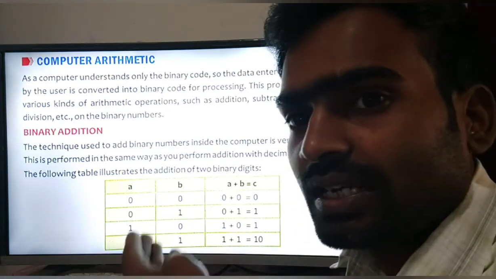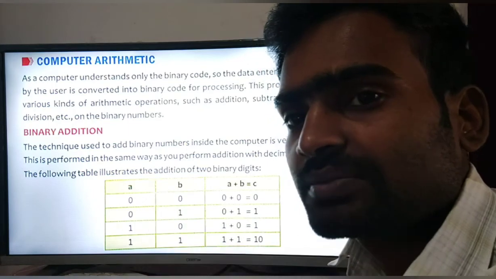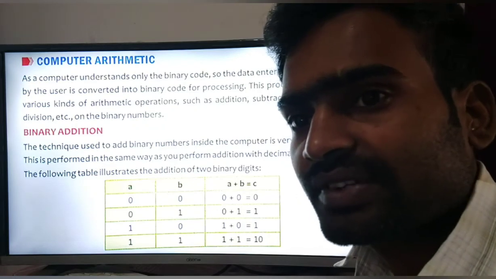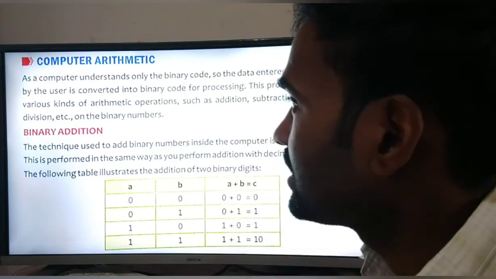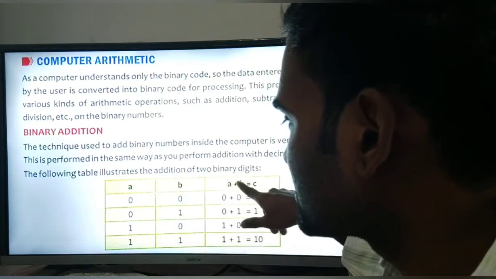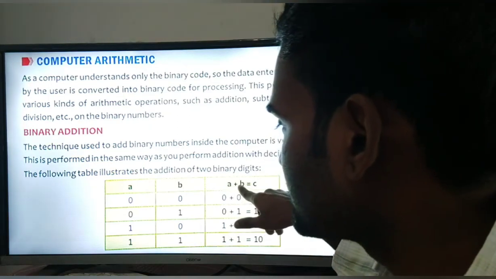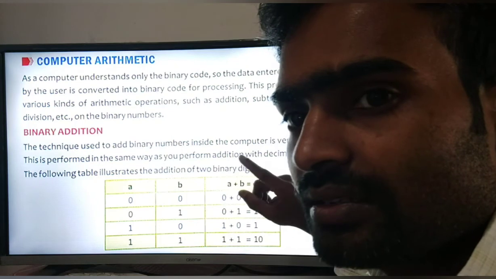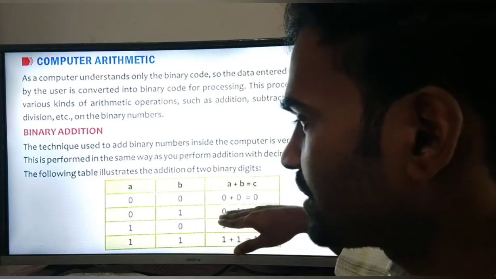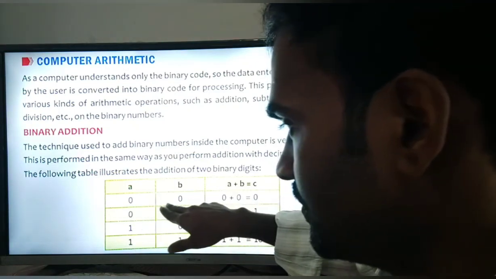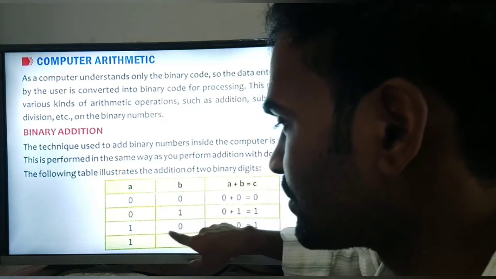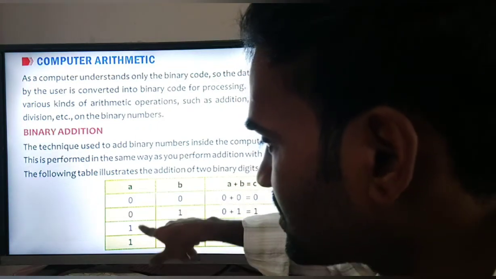We will be learning binary addition, binary subtraction, binary division, and binary multiplication. It has different values, and please revise one thing: it has the values A, B, A plus B. For division we write the division value, and for multiplication we use multiplication. But these input values are the same: 0 0, 0 1, 1 0, 1 1.